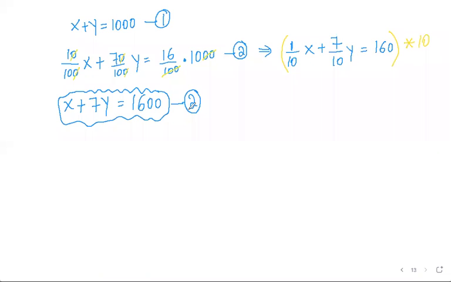Now I can use any method I want. Which method would you like to use, substitution or elimination? Which method would you like to use to solve this equation? Elimination. Okay, let's use the elimination method.